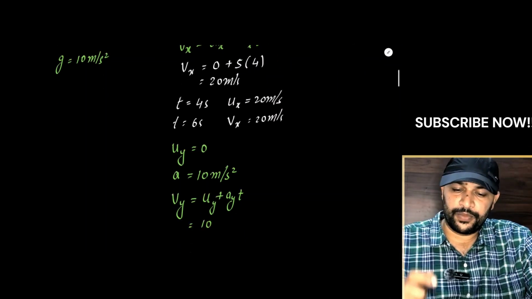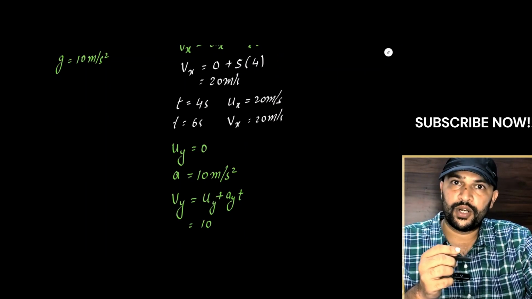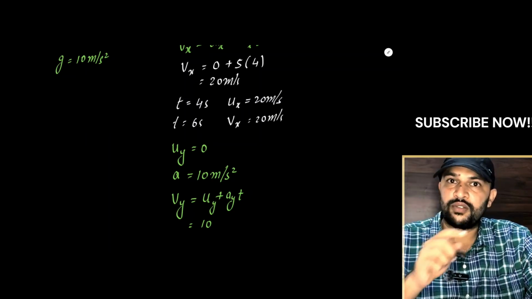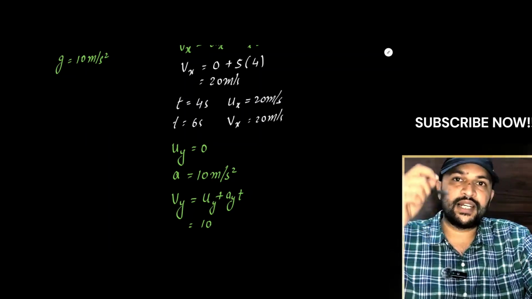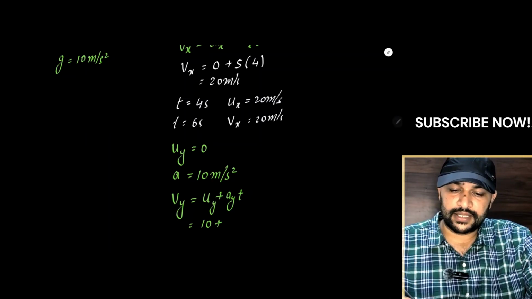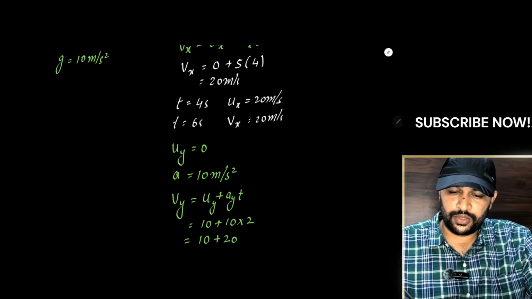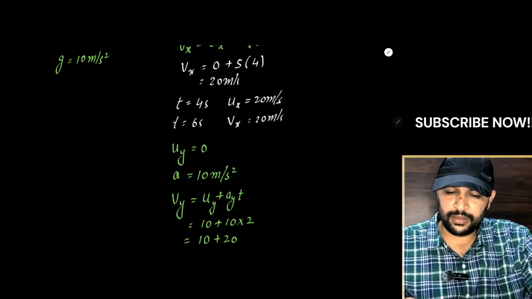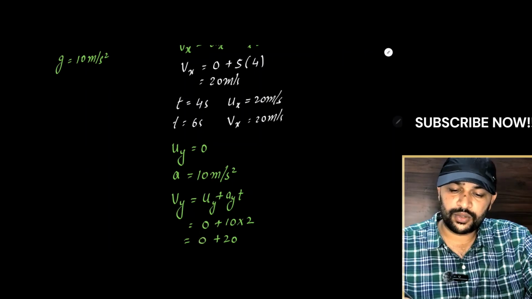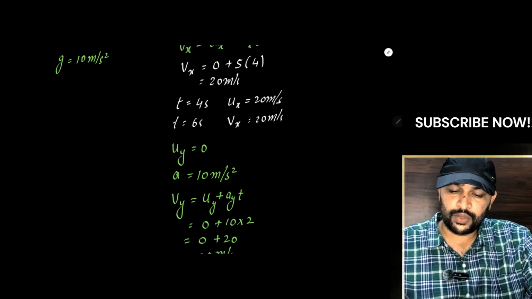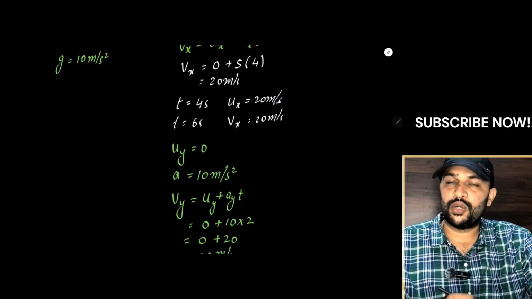Be very careful, because before 4 seconds there was no vertical motion, there was only horizontal motion. Once you have thrown it outward, after 4 seconds it falls down, right? So in 2 seconds, let's calculate how much will be the final velocity. That will be ay is 10 and t is 2. So that will be 10 times 2, plus our initial velocity along the y-axis, which is 0. So that will be equal to 20. So velocity along the y-axis is 20 meter per second.